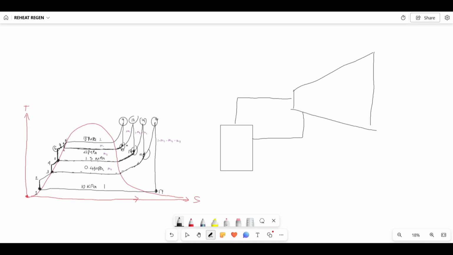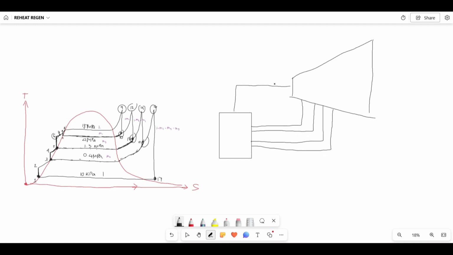Therefore, this is the first reheat. Then it ejects again to here. Then this is that state. Now the second reheat after expansion goes again to the boiler. Then again goes up again. So we have this 13. So this is 9. This is 12. And this is 14. Now going back to the boiler again. Then lastly it goes down to there.